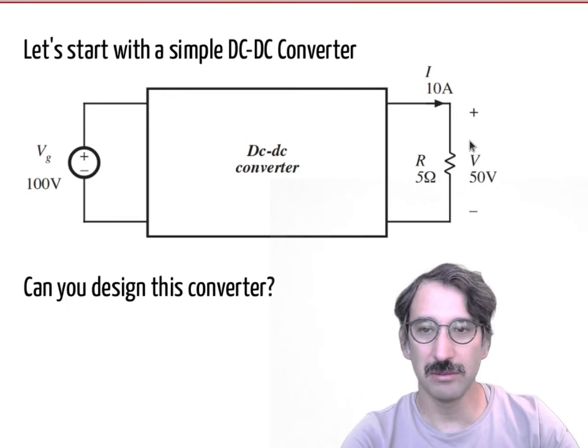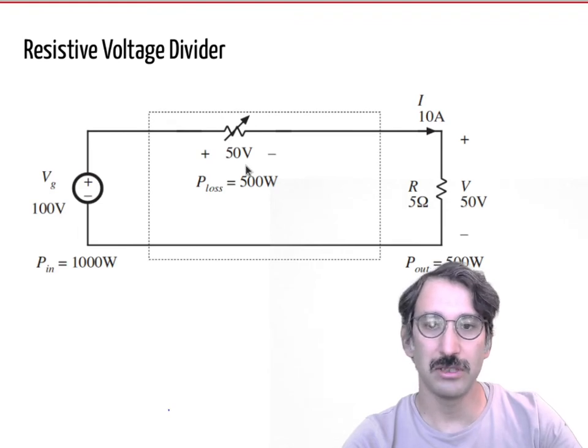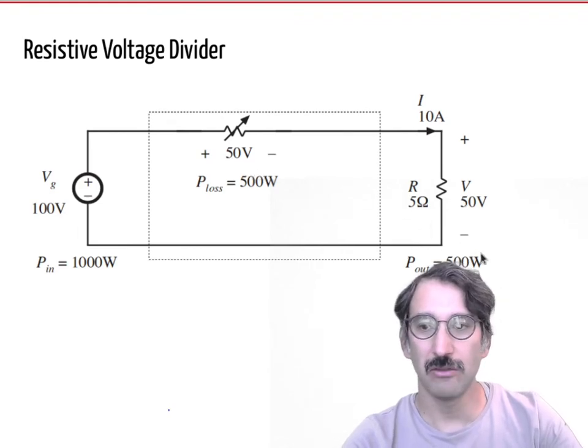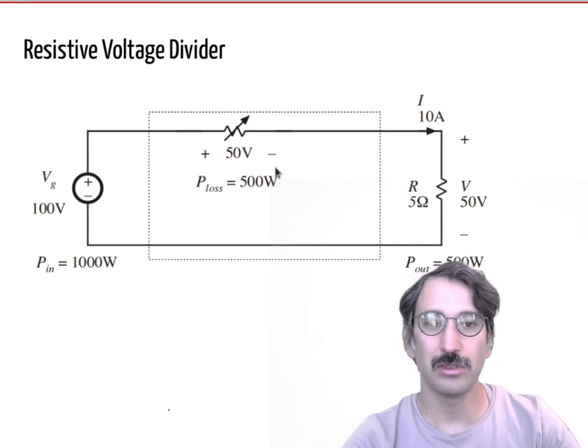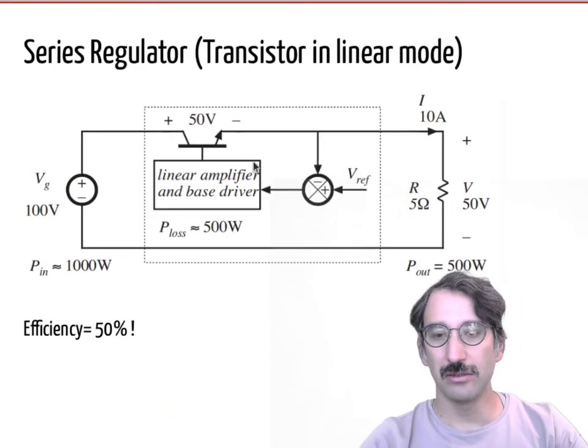Maybe the simplest solution is to just use a resistive divider, and you can adjust the resistance here. If you adjust it to 5 ohms, basically you will have 50 volts and 50 volts divided here. But of course, if you are supplying 500 watts, the power loss in this converter would be 500 watts as well. So this is not a really efficient device, and you can have a maximum efficiency of 50%.